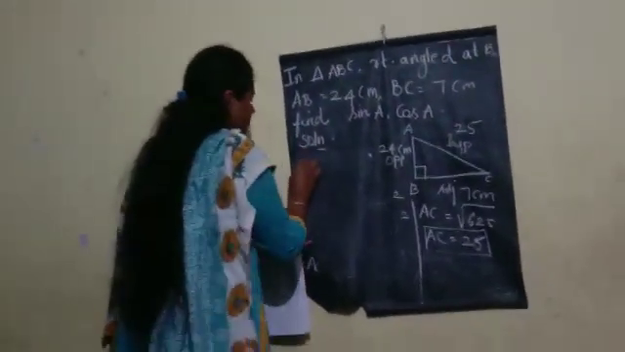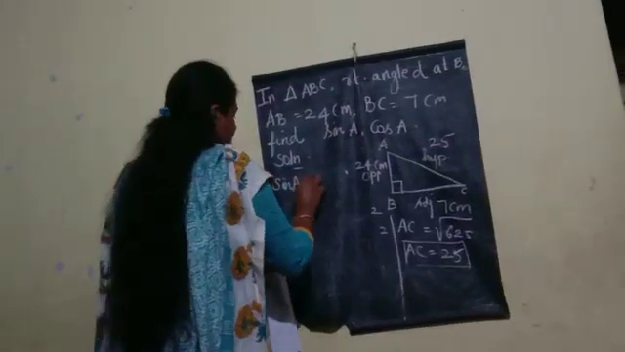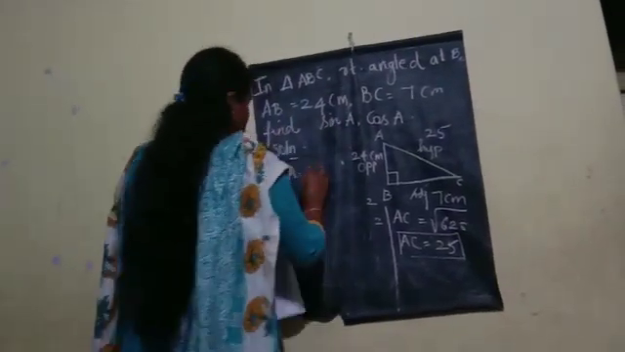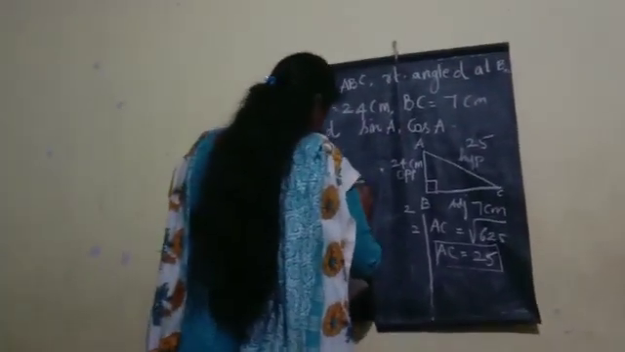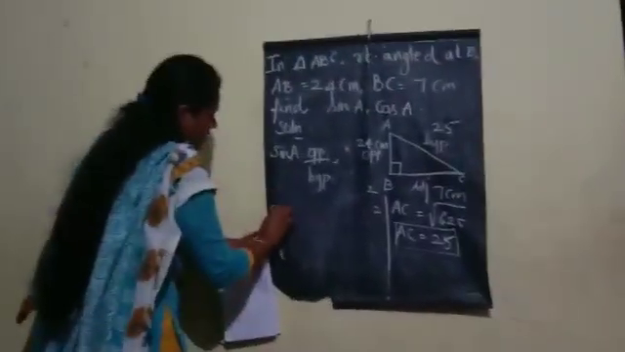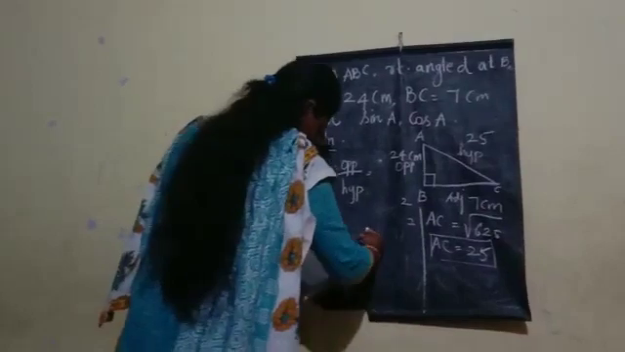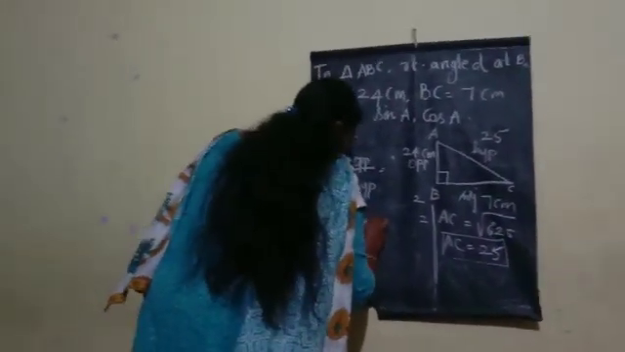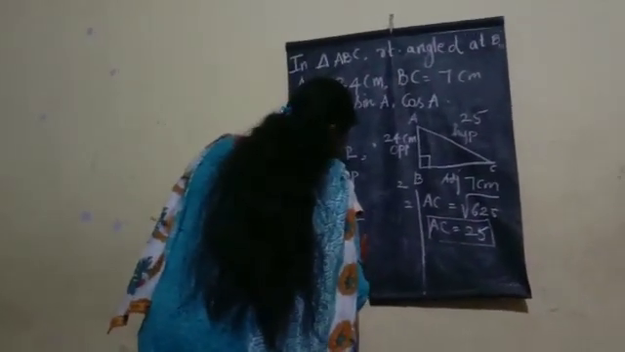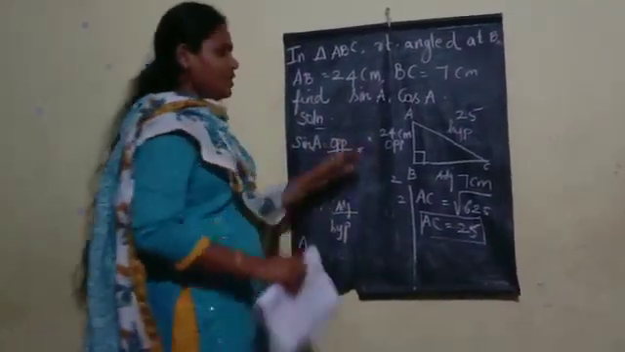So first we write the formula for sin A. What is the sin A formula? Opposite by hypotenuse. Next we write the formula for cos A. Cos A is equal to adjacent by hypotenuse. Now we will refer to this diagram.